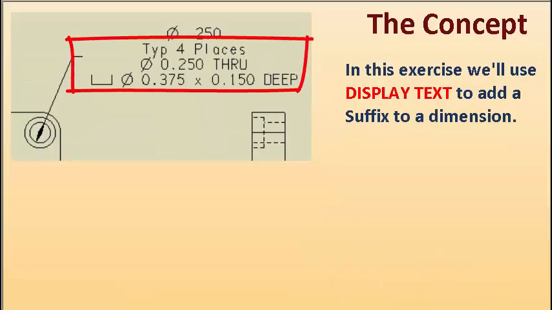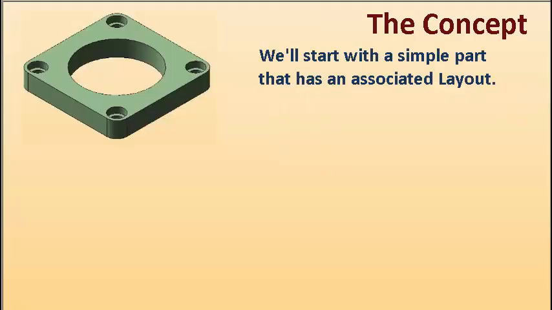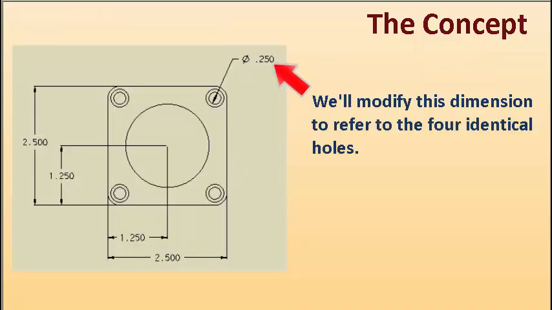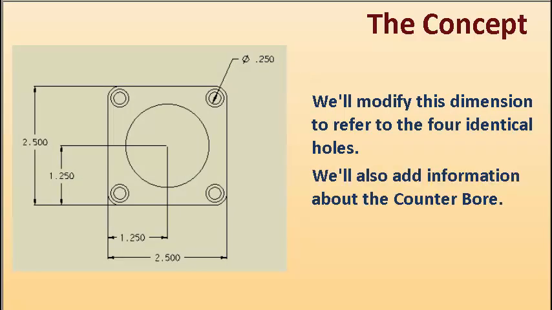In this exercise, we'll use display text to add a suffix to a dimension. We'll start with a simple part that has an associated layout. We'll modify this dimension to refer to the 4 identical holes. We'll also add information about the counterbore.